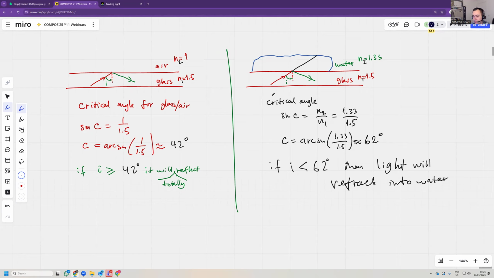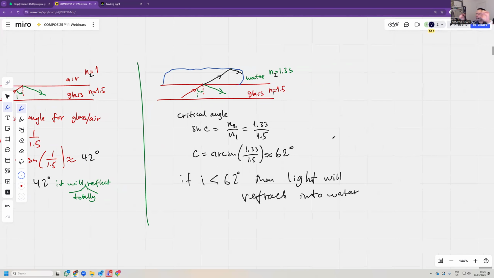Now, whilst doing this problem, I realized one thing. Light will refract into the water, yes, but it will also totally internally reflect from the water as well. If it was a perfectly flat piece of water, it would reflect back into the glass. But water droplets are not perfectly flat. They are actually round. So the light ray is very unlikely to return back into the glass.